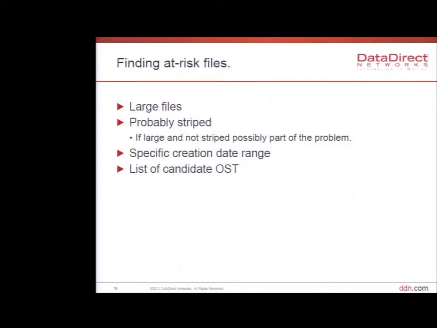So you're looking for large files. You're looking for files that are almost certainly striped. If they're large and not striped, then why not? You probably know a specific date range, certainly the end date. You might not know the start date, but you can narrow it down to some kind of range. And potentially you have a candidate OST list. So you might want files created in the last 2 weeks that encompass OST 18 and are striped above a certain size.